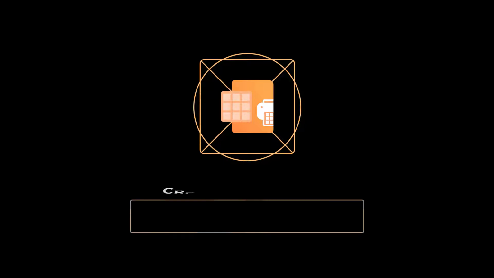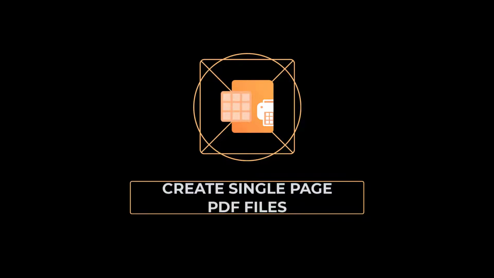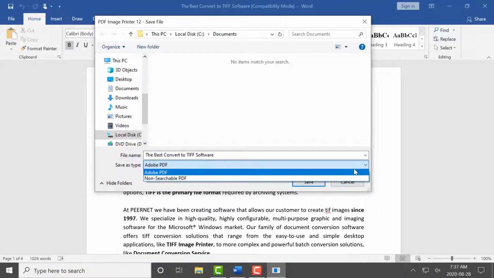How to create serialized PDF files with Raster Image Printer 12. PDF Image Printer 12 uses profiles, which are a group of settings used to create the output image you want. To create serialized PDF files, you will need to create a custom profile and set it as PDF Image Printer's default profile. Note that all of the following information also applies if you are creating PDF files with your Raster Image Printer.